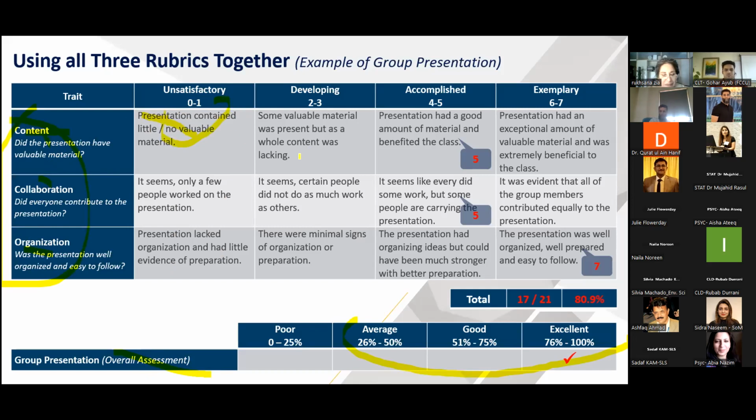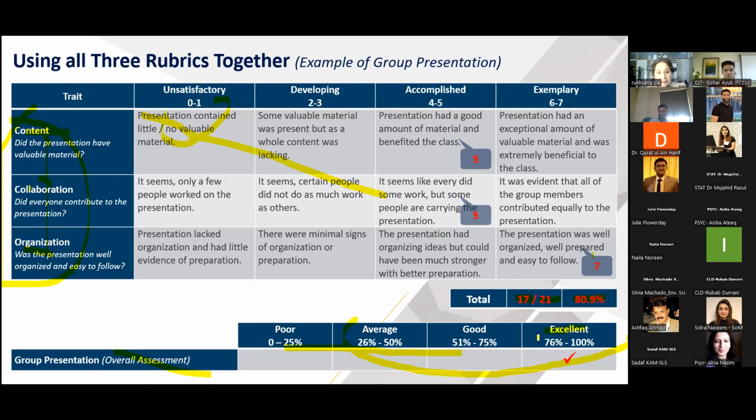So here we combine all three rubrics together: the analytical, developmental, and the overall holistic rubric. So if a student achieves 5 marks in the content, 5 marks in the collaboration and 7 marks in the organization of the presentation, the total is 17 out of 21, which is 80% of the performance. When we convert it into an overall performance, it will show the overall assessment of the student is excellent in the grading. So that's how we combined all three rubrics together.